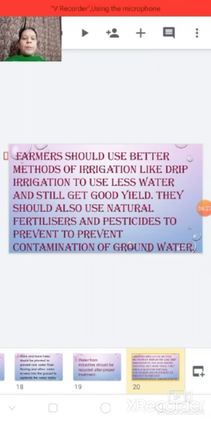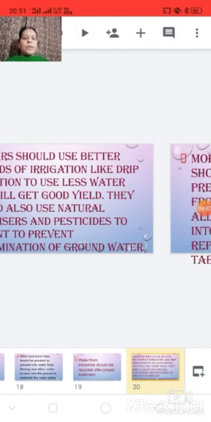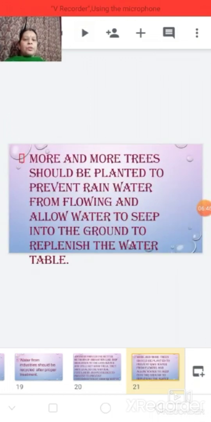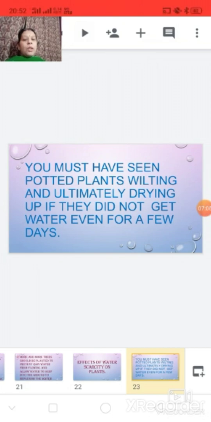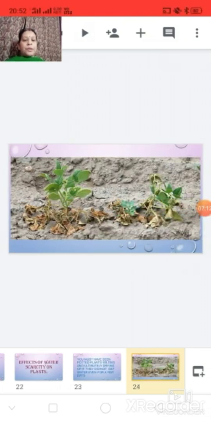Farmers should use better methods of irrigation, like drip irrigation, to use less water, and we can get a good yield. They should also use natural pesticides and fertilizers so that contamination of the groundwater does not take place. More and more trees should be planted so as to prevent the rainwater from flowing away, and the seepage of water should be more so that our water table is replenished. Now, what will happen if scarcity of water takes place? So, children, all our potted plants will wilt. They will dry up quickly if they do not get water for a few days.